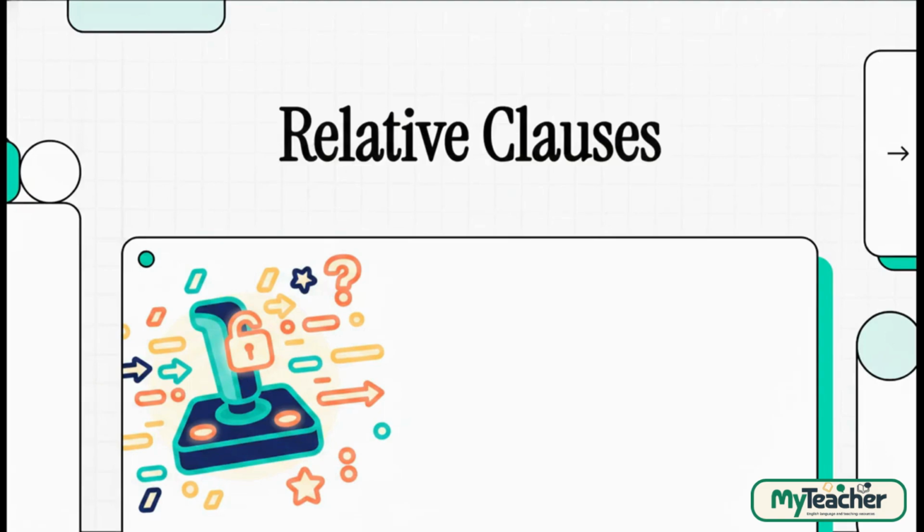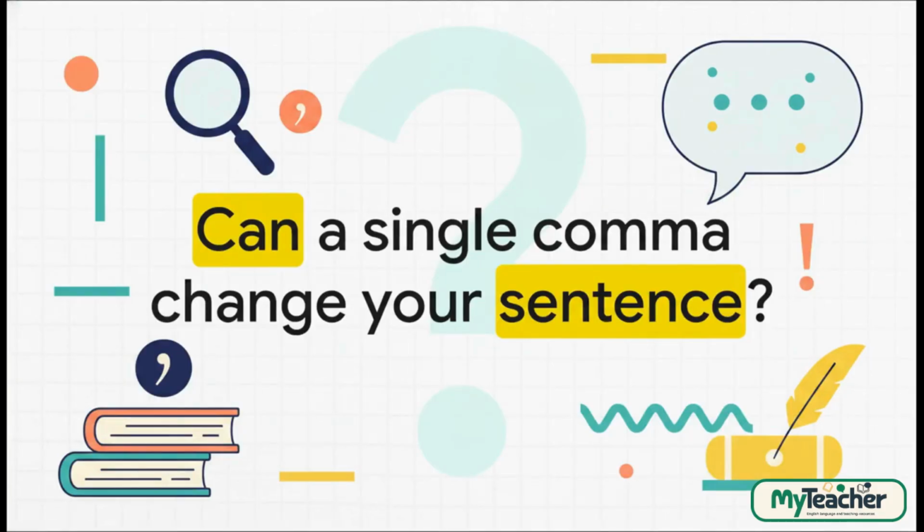Welcome to this explainer, where we're going to unlock the absolute cheat codes for mastering relative clauses and, of course, acing those English exams. If you've ever stared at a sentence, just kind of wondering where the punctuation is supposed to go, or felt totally lost in a sea of commas, well, you're in the exact right place. Let's get into it. So, can a single comma completely change the meaning of your sentence?